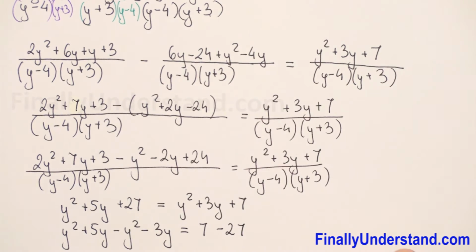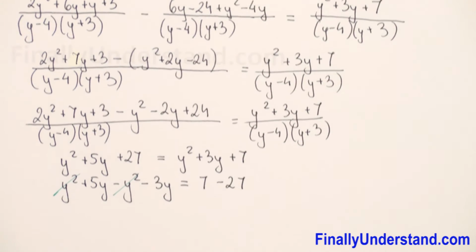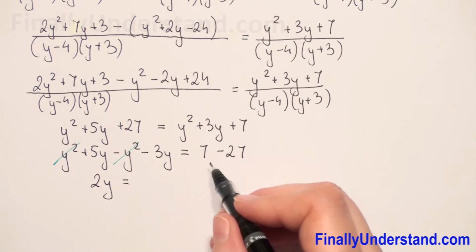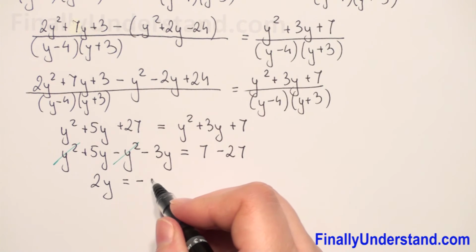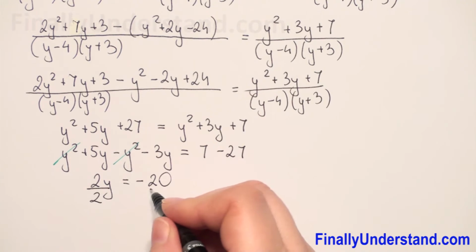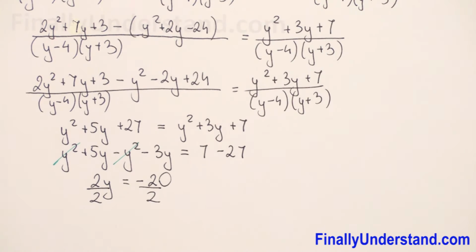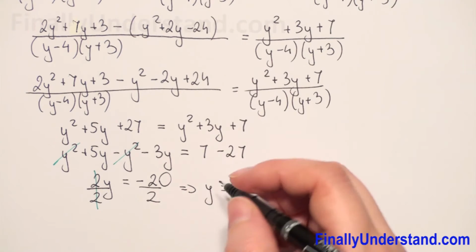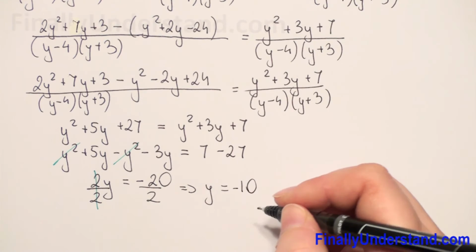So we see that y squared and negative y squared we can reduce, and we have 5y minus 3y, so this is 2y, equal to 7 minus 27, which is minus 20. Now we will divide both sides by 2, and we see that the 2 we can cancel out. So we have that y is equal to negative 20 divided by 2, which is negative 10.